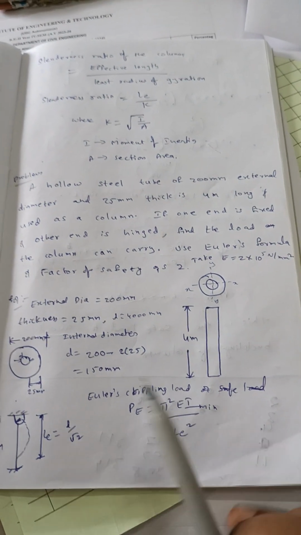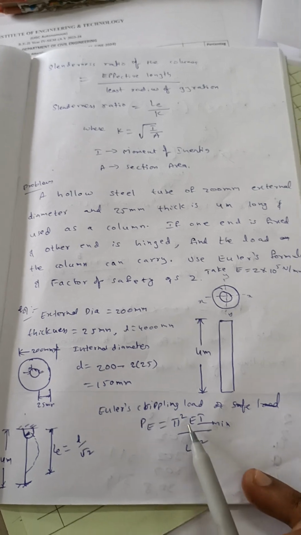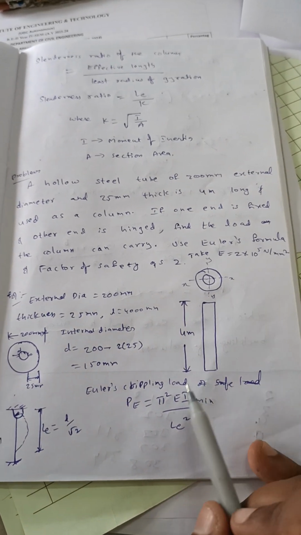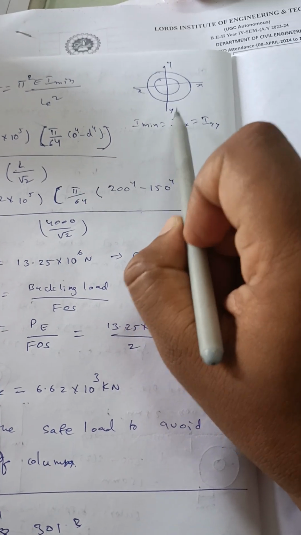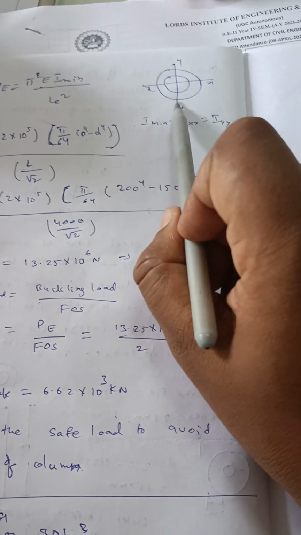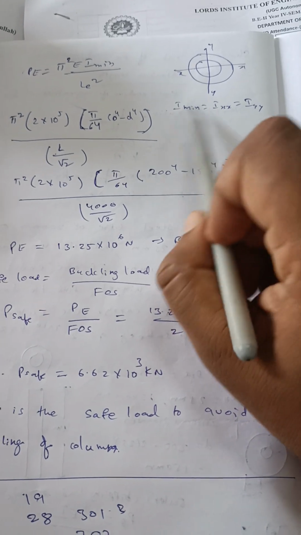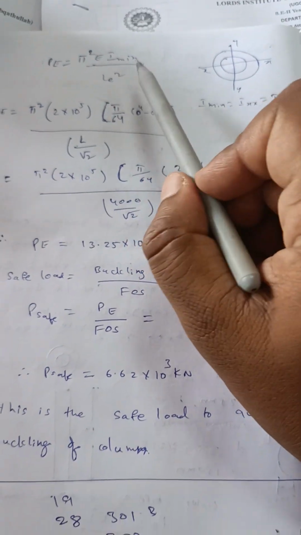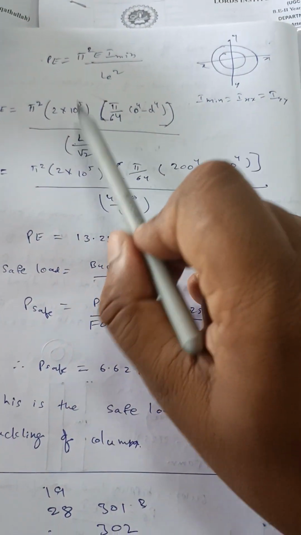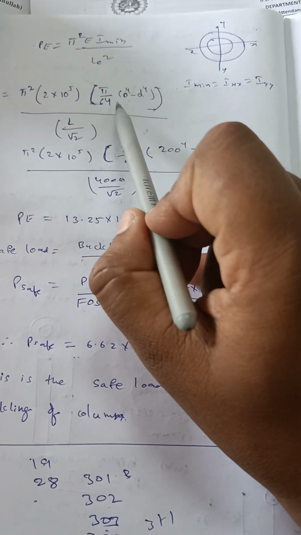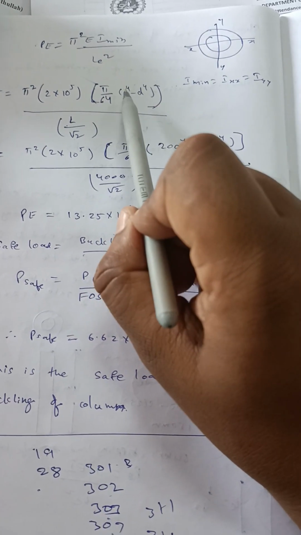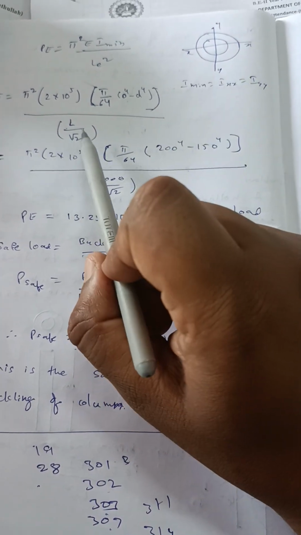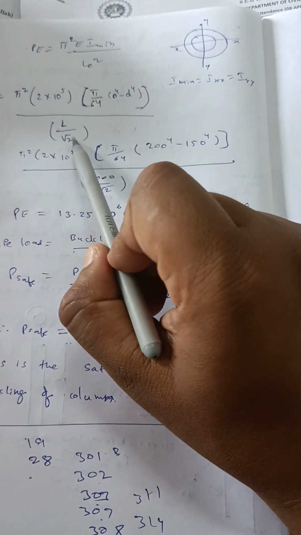We know that this is Euler's formula. So instead of E, I will substitute 2 into 10 power 5, and instead of I minimum, if you see here, this is a circular section. For a circular section, I minimum is equal to I max, which is equal to Ixx equal to Iyy. The moment of inertia will be the same in xx and yy. Therefore I minimum equals Ixx equals Iyy. Instead of I, I have written pi by 64 into capital D power 4 minus small d power 4, that is the moment of inertia formula for circular hollow sections, divided by L by root 2 whole squared.